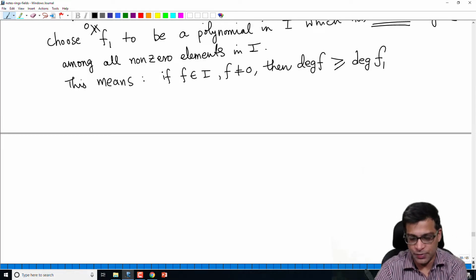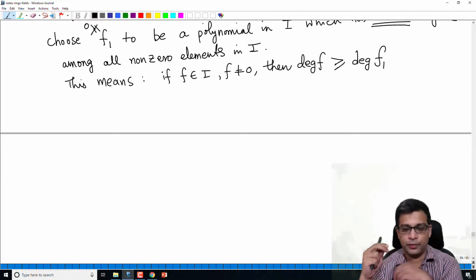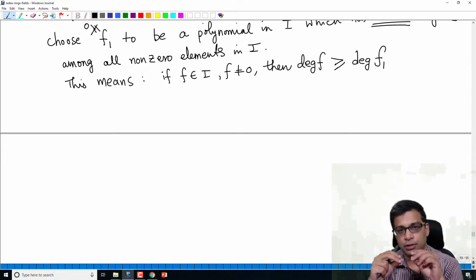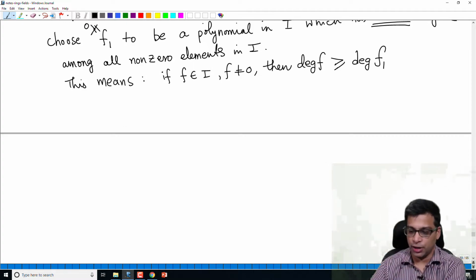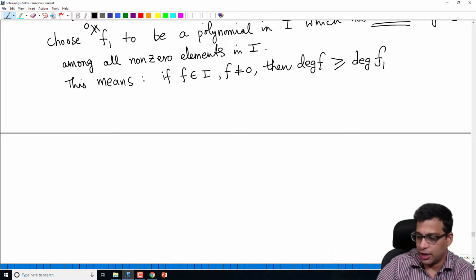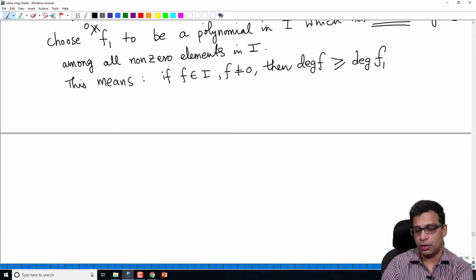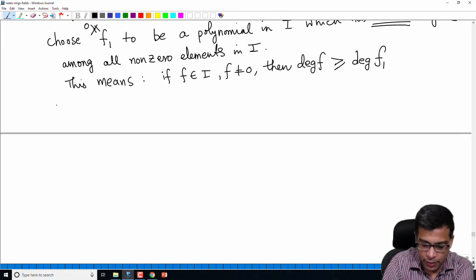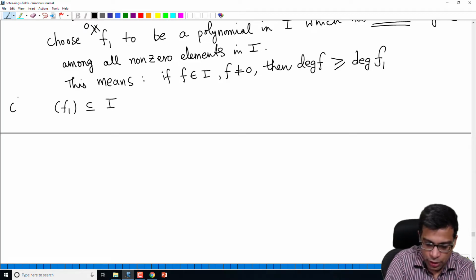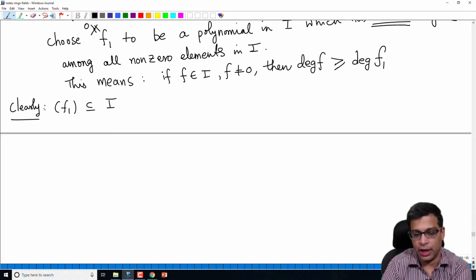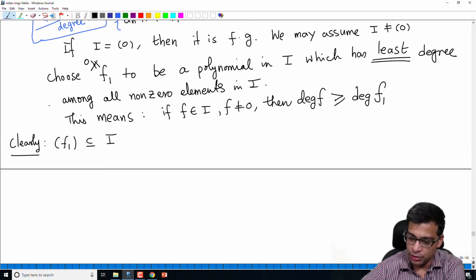So like in the previous proof, in the previous video where we were proving that the ascending chain condition implies Noetherian-ness, we are going to construct an infinite sequence of elements of I, and this is our first element. F1 is the first one. Now consider the ideal generated by F1. So of course it is contained in I. Clearly, the ideal generated by f1 is in I, because f1, remember, is in I.